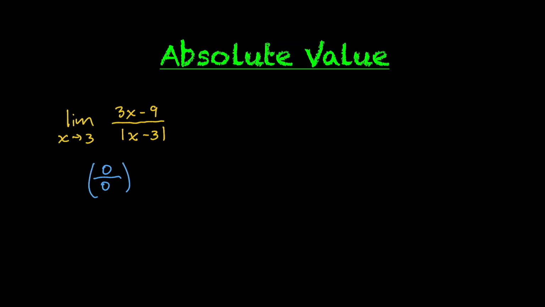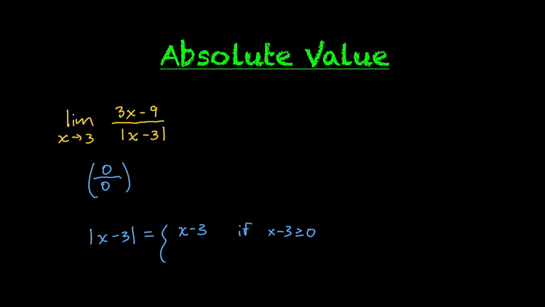Now the question is, how do we simplify an absolute value? Well, the big thing is that absolute value is a piecewise function. So the absolute value of x minus 3, it's going to be equal to x minus 3 if x minus 3 is greater than or equal to 0, i.e.